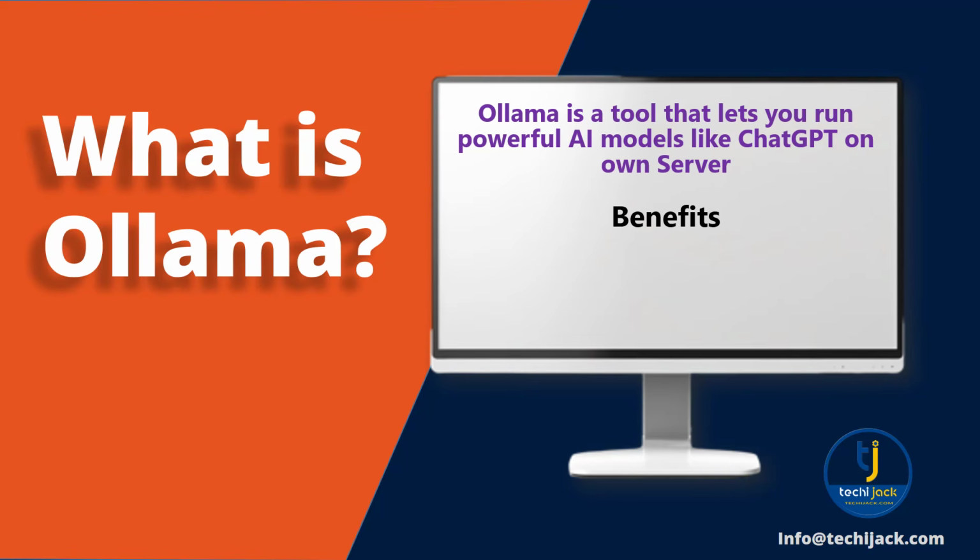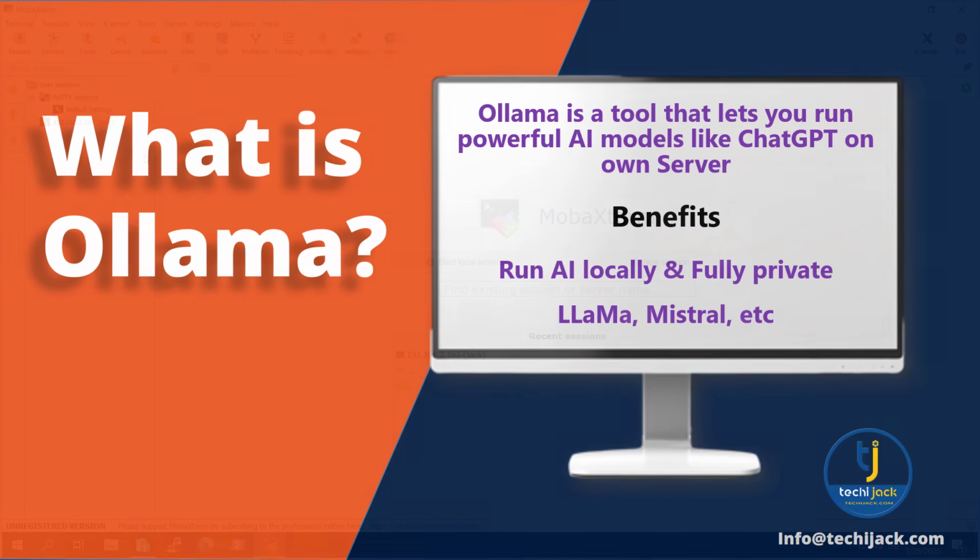And what are the benefits of that? It runs AI locally and it's fully private. It works with models like LLaMA, Mistral, etc. In simple words, try to understand it this way: LLaMA is a kind of smart brain and Ollama is a toolbox to use that brain easily from your computer or from your server. So we are going to build it. Let's go to the server and see how we can install and configure it.